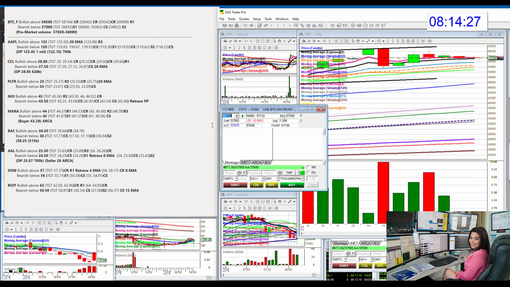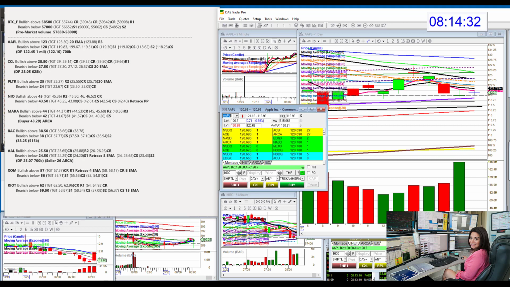Let's head on over to some individual stocks. We got Apple, AAPL. Bull above 123. Why did I pick that high level? Because look what's happening over here. I don't want you to trade through this. You know what? Nope, we're going to be bull above 123 and bear below 120. And still we got some stuff going on over there.